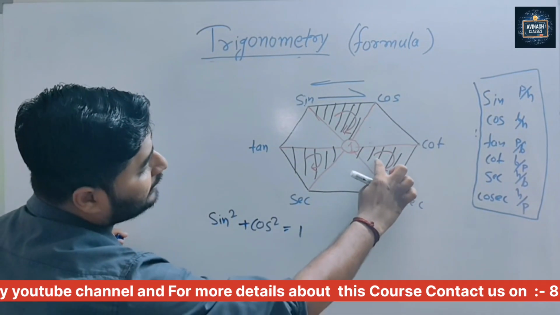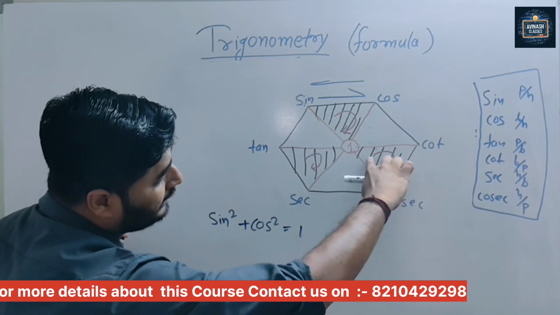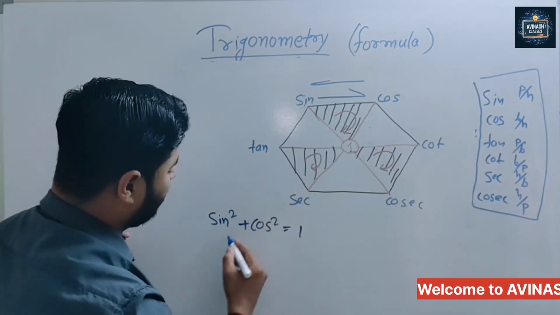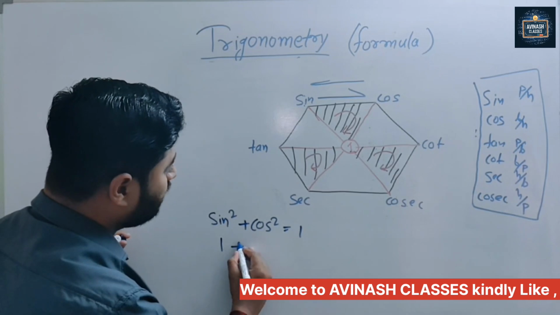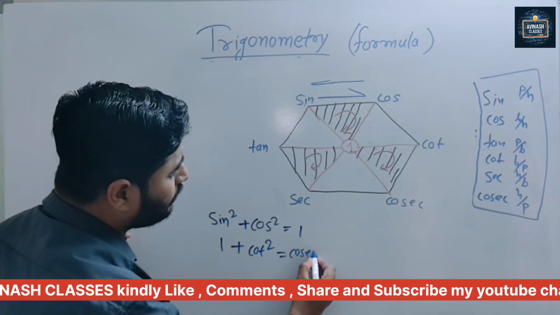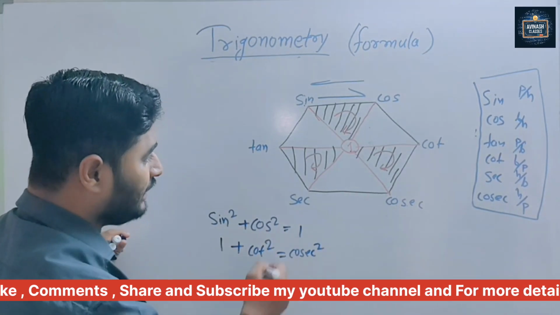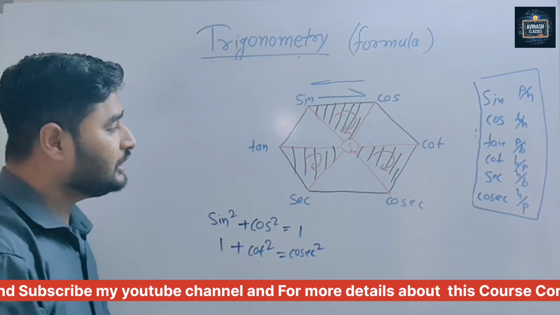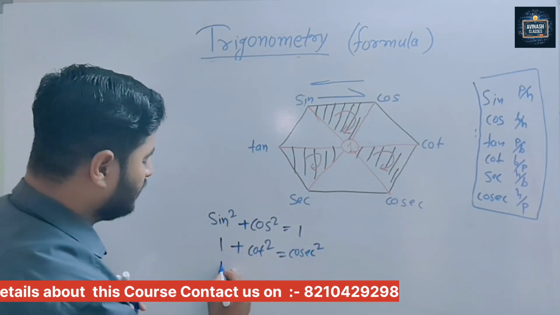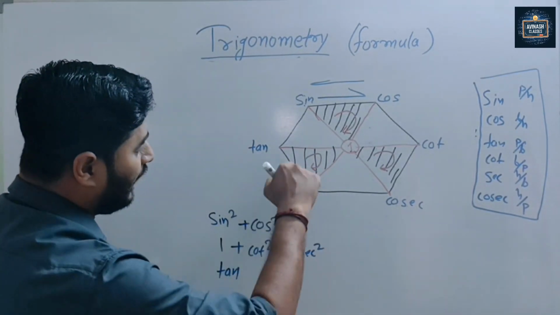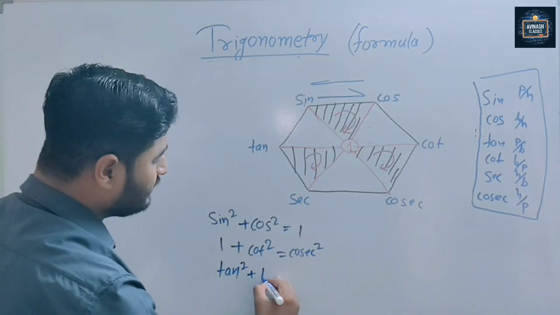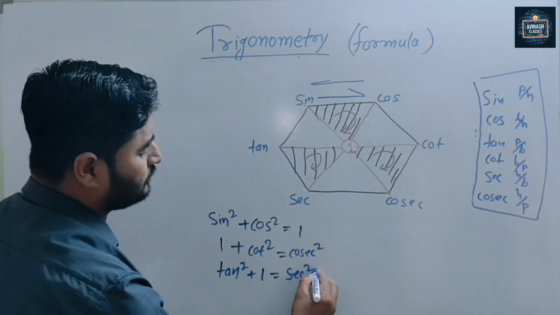Now here we start with 1. See, from here we are starting. So on the way, who comes first? 1. So we write here 1 plus cot square is equal to cosec square. Understand? Now in this way, first what comes? Clockwise. So first tan is coming. So we write here tan. After tan what comes? Tan square plus 1 is equal to sec square.